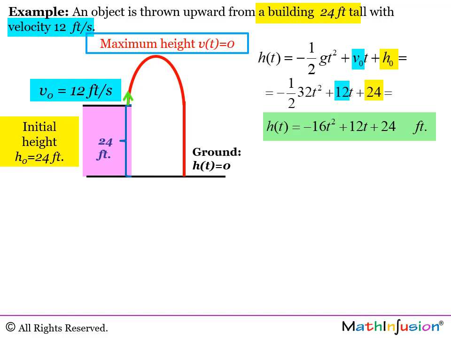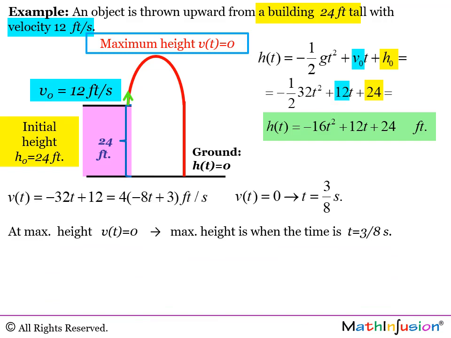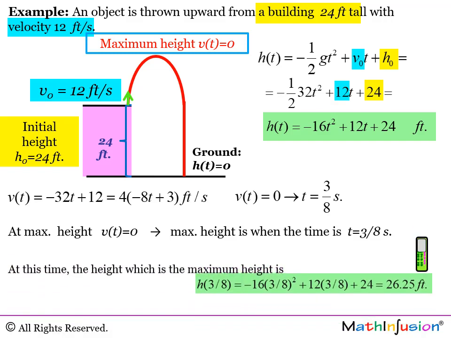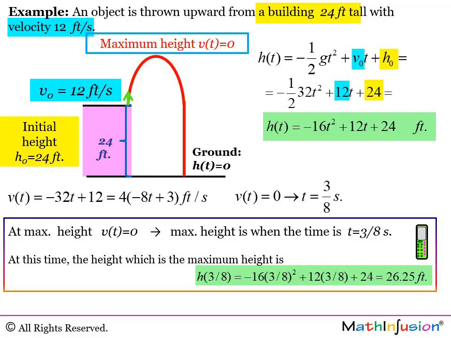We would like to analyze exactly what happens here, so first we will find the velocity by differentiating h of t. It is important to know where the velocity is 0. It is 0 when t equals 3 over 8 seconds. At the maximum height, we know that the velocity is 0. It means that the maximum height occurs when t equals 3 over 8 seconds. We can calculate this using a calculator, and we find that at 3 over 8 seconds, the height is 26.25 feet.